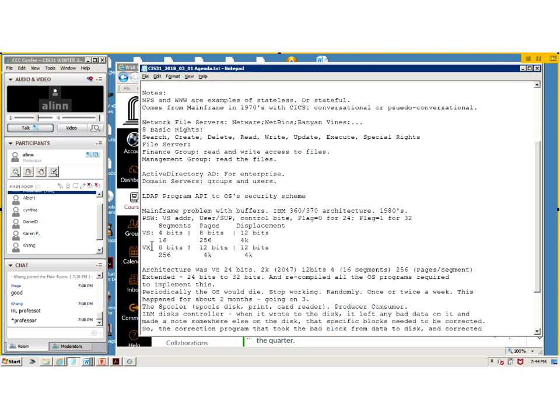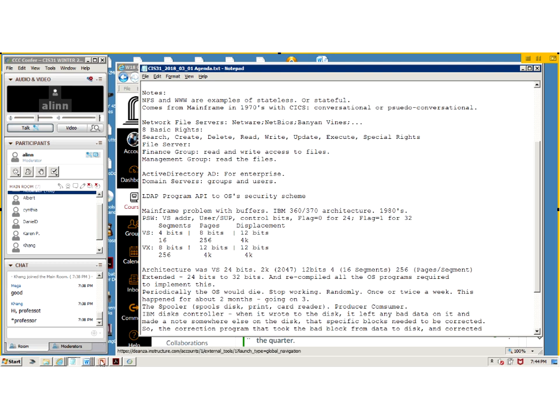The extended architecture was 32 bits. So it doubled the number of segments, and it made a half more the number of pages that you can have in a segment, but there's still 4K size displacement or page frames with that.